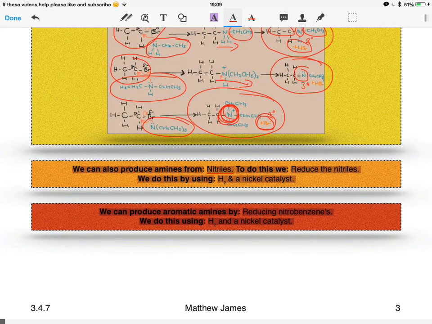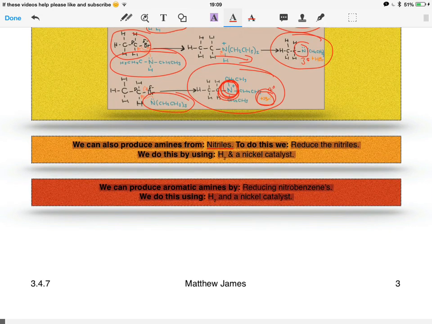However, nitriles will always form a primary amine, and we can form nitriles, if you remember from AS, from haloalkanes by reacting it in a nucleophilic substitution reaction with hydrogen cyanide in ethanolic conditions. So that's a bit of kind of stretching your knowledge, but it may help in an exam. So that's all you need to know for the amines. I hope that helped.